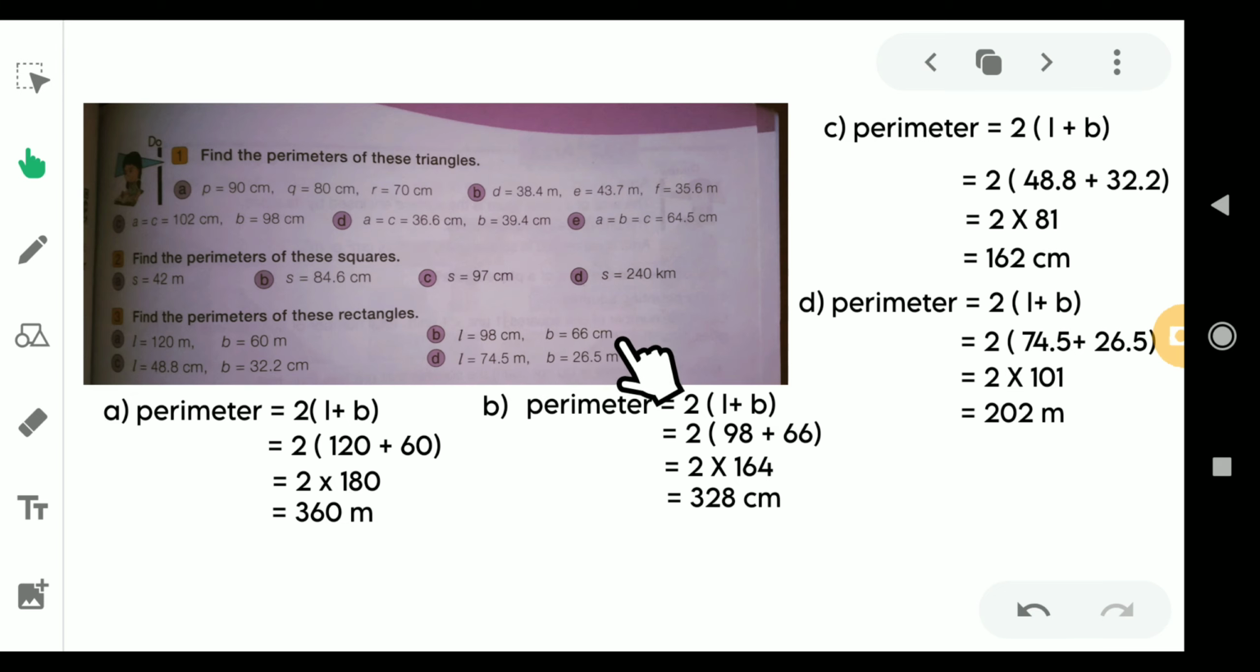Let us move on to the next rectangle, that is 2 times L plus B, and 2 as it is. Length is 98 and breadth is 66. When you add 98 and 66, it would be 164, and when you remove the bracket you use the multiplication sign. 164 times 2 is 328 centimeter. So this is the perimeter of the second rectangle, and similarly the perimeter of the third rectangle can be found like this, and the perimeter of the fourth rectangle can be solved in this way.